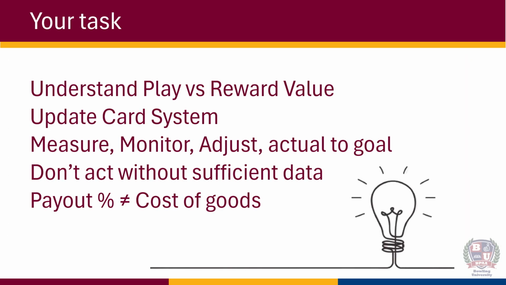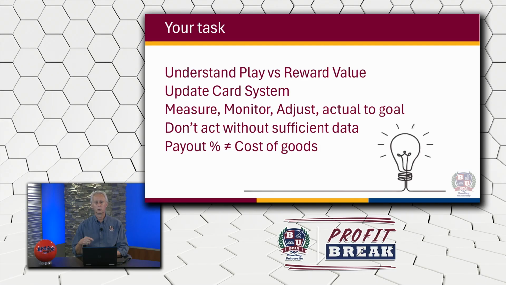So for you, what your task is, you've got to understand the play versus the reward value, because that's what's going to drive what those percentages are. Okay? Make sure you update your card system with the proper payout percentage ranges. That's really critical, because if you don't, then the information you're going to get out is not going to be worthwhile at all. So update your card system, not just with the payout percentage, but make sure your point value is correct. You've got to measure that, you've got to monitor it, you've got to adjust it, you've got to see what your goals are, and then you just keep tweaking your room as you go along.